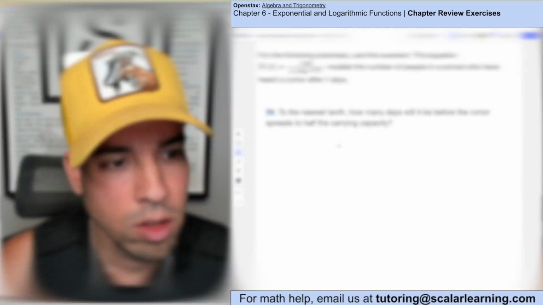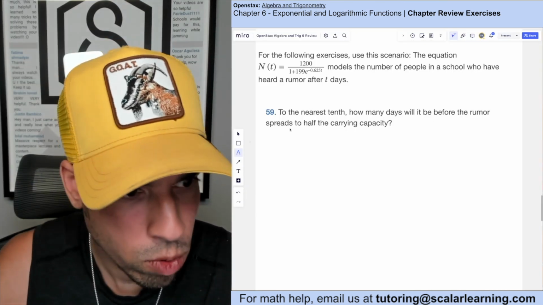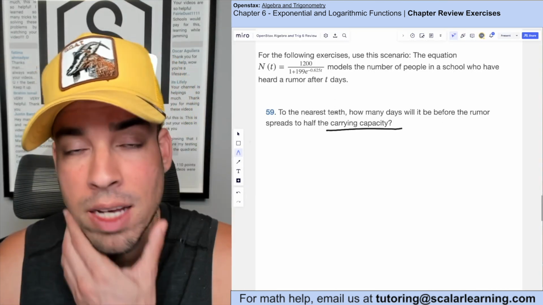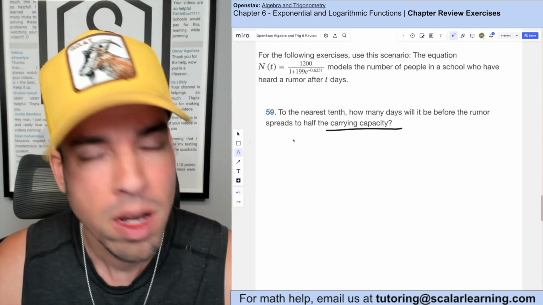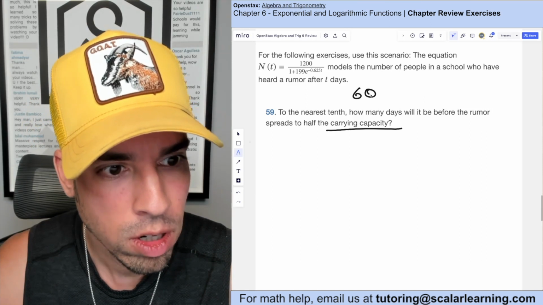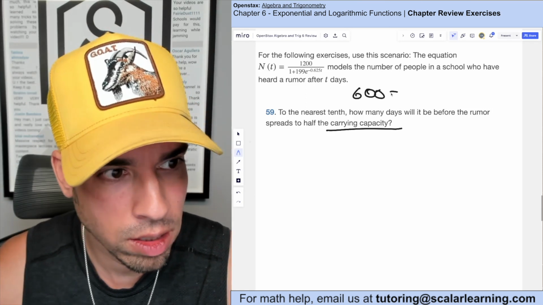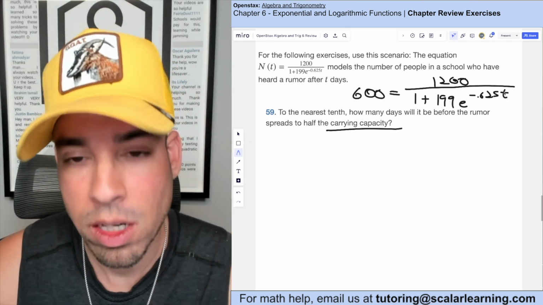Boom, done. So for this one, it says, how many days will it be before the rumor spreads to half the carrying capacity? So the first question is, what is the carrying capacity? It's that numerator, 1200. So what's half of that? That's 600. So when is n going to be 600? So now we got this nice equation. We got to solve for little t.